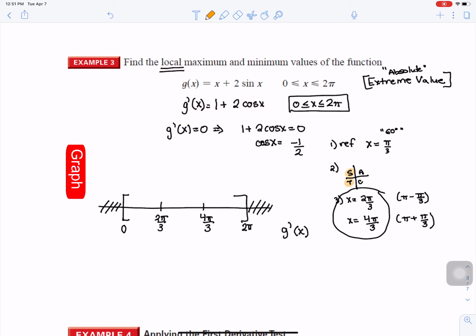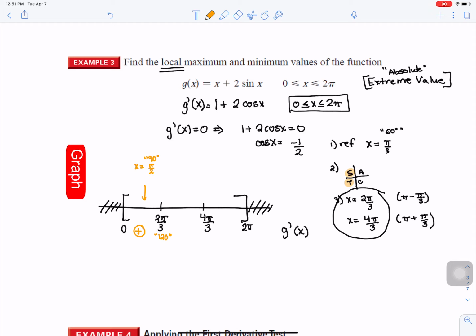So let's test this one. Now 0 to 2 pi over 3 is something between 0 and 120 degrees. So think of a value that's nice to work with. So maybe 90 degrees, but we need to make sure everything stays in radians. So 90 degrees is pi over 2. Cosine of pi over 2 is 0. So the value would be 1. So my sign is positive here.